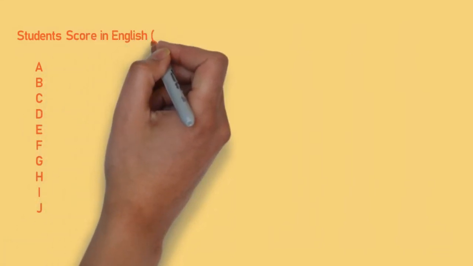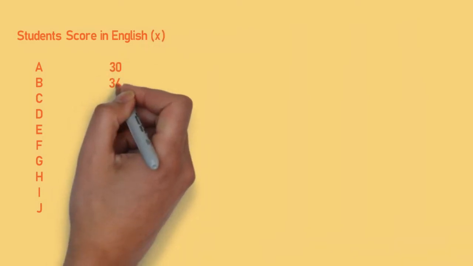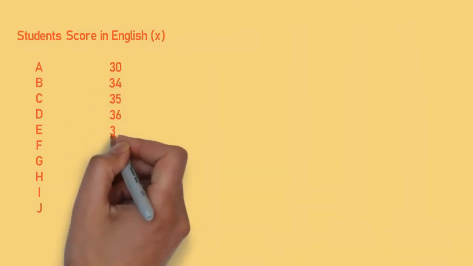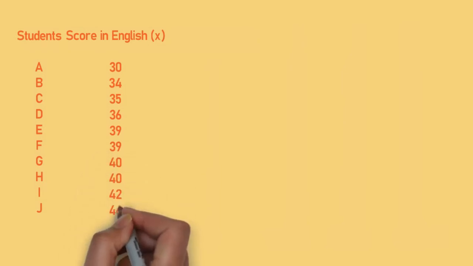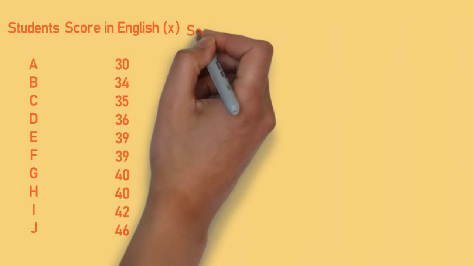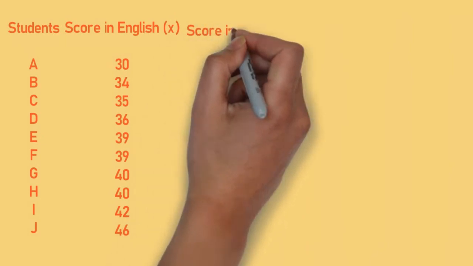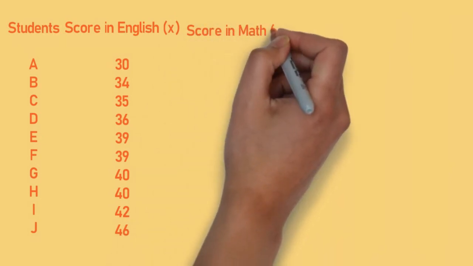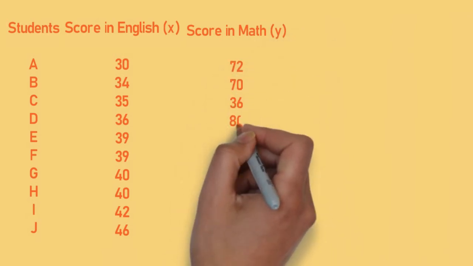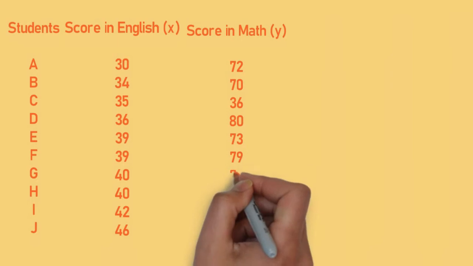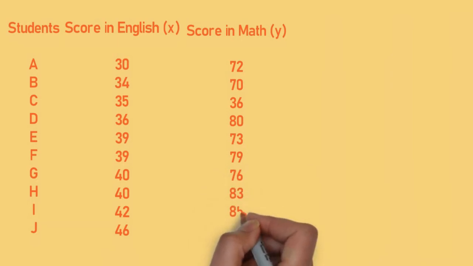There are a total of 10 students, A to Z, and scores in two subjects. The students' score in English, X, is 30, 34, 35, 36, 39, 39, 40, 40, 42 and 46. And next, the score in math, Y, is 72, 70, 36, 80, 73, 79, 76, 83, 85 and 81.